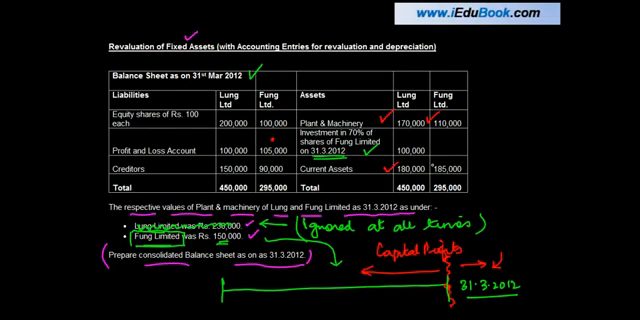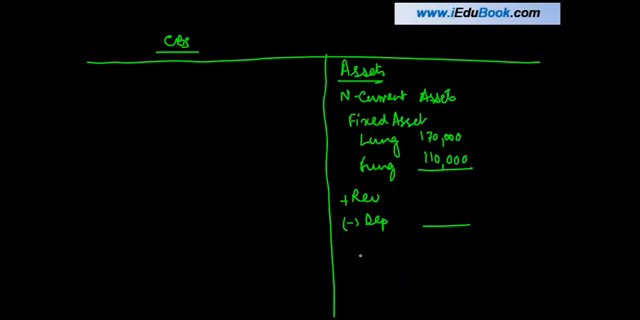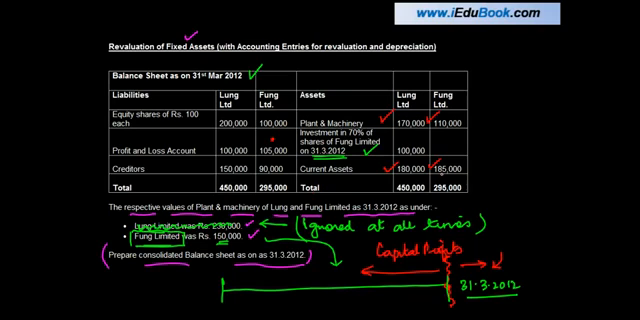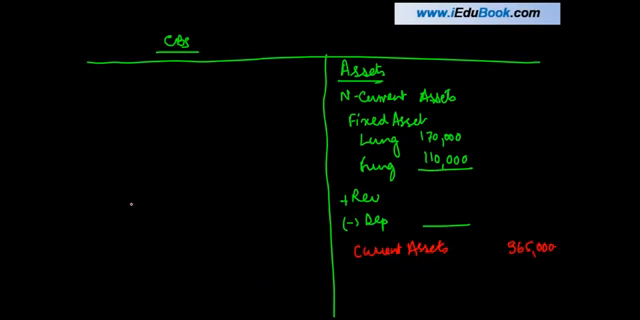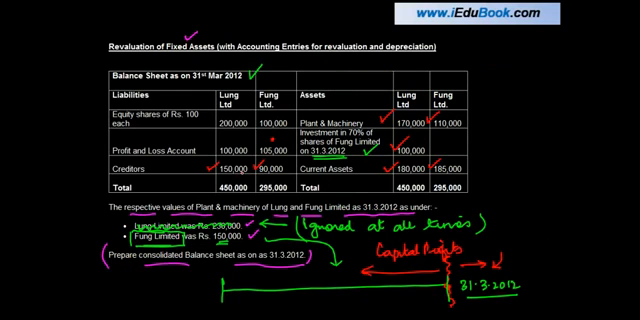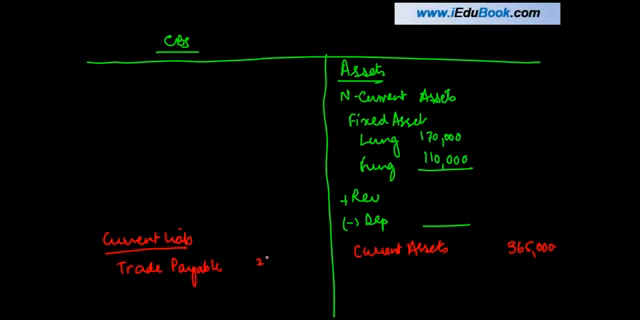Then current assets, 180 and 185, makes it 365. I'm just writing the total here to save some time for you. Creditors 150 and 90, 240. Current liabilities, trade payable. This is 150 plus 90, 2,40,000.